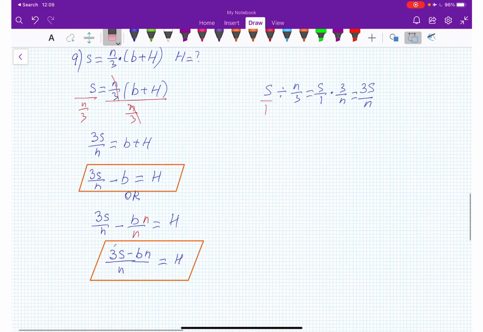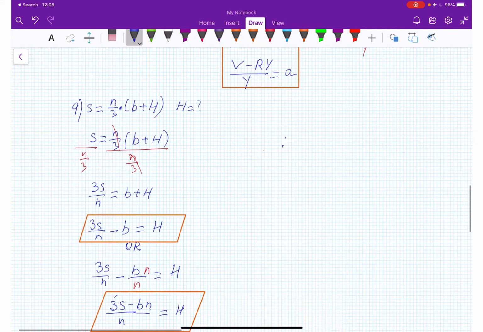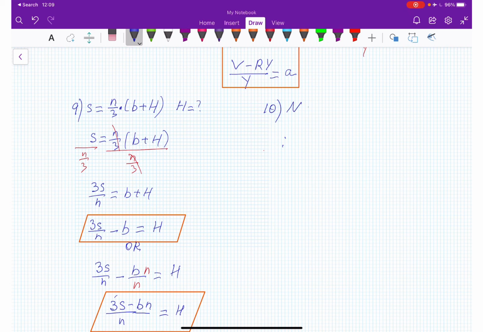Number 9 is done. Let's go to number 10. Let me clean this drafting. Question number 10. I have n is equal to 3rg to power 4 minus 7rx. I need to solve for x.